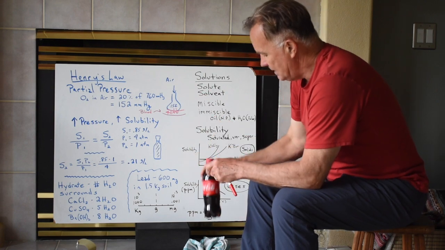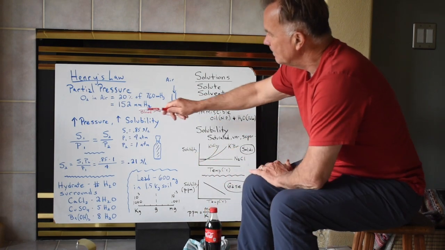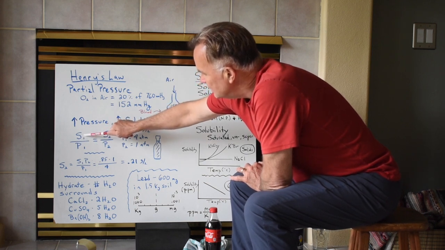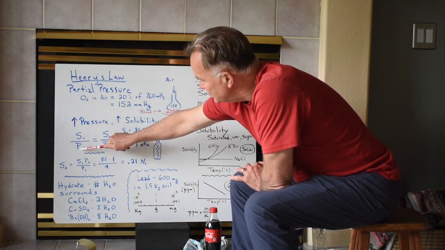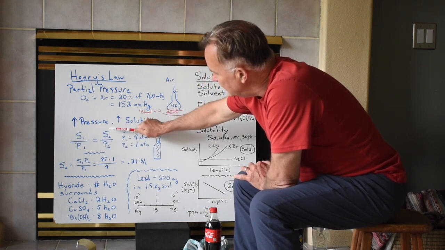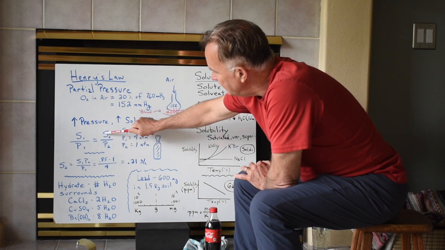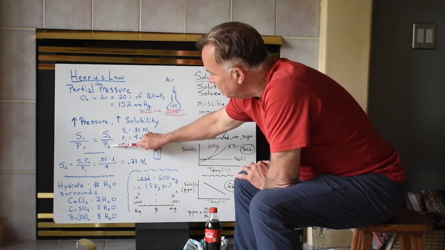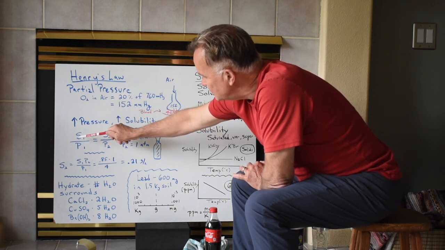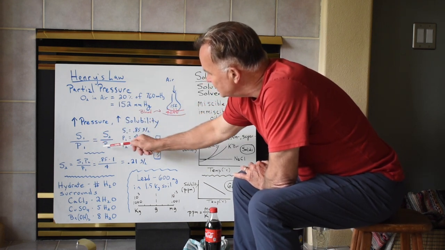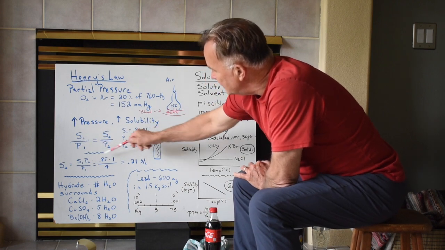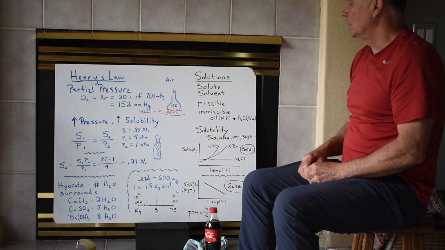So mathematically, it's expressed this way: S1, the solubility in the first condition, divided by the pressure of the first condition, equals the new solubility over the new pressure. So if you increase the pressure, you should increase the amount of solubility. If this was 2/1 and you increase the pressure to 2, to keep the same equation, this has to become 8. So that's a direct relationship.